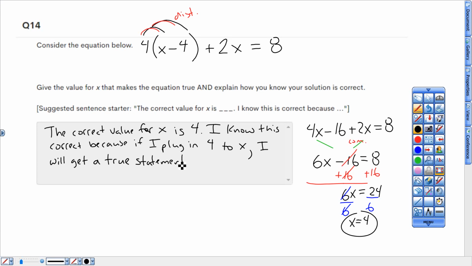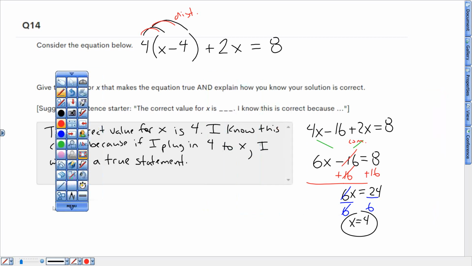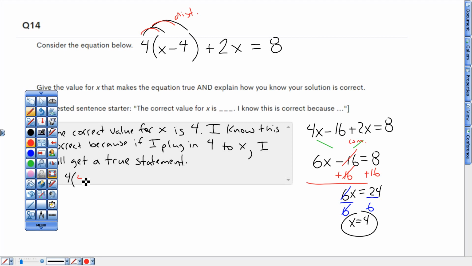And maybe, I don't know if you want to try to type that in words. What that means is if I take that equation and I replace that x with the 4 that I know it is, it should give me a true statement. It should make that equation work. Let me try to show you.